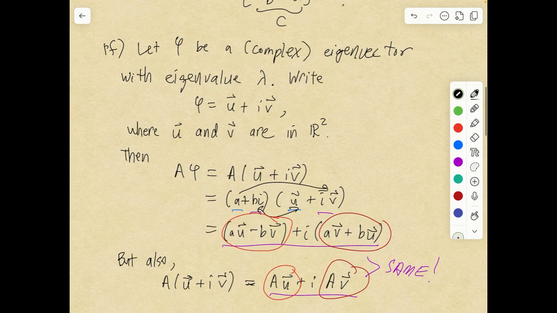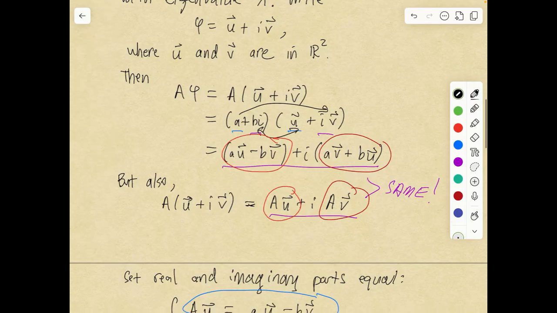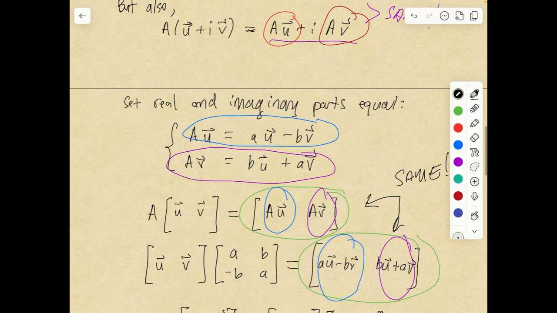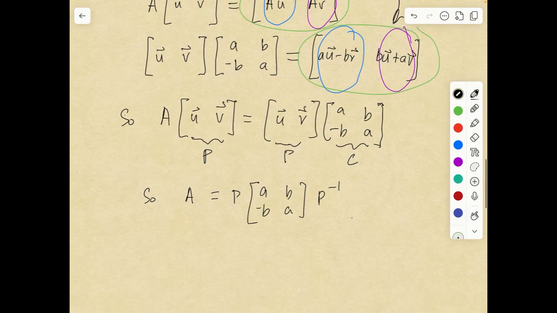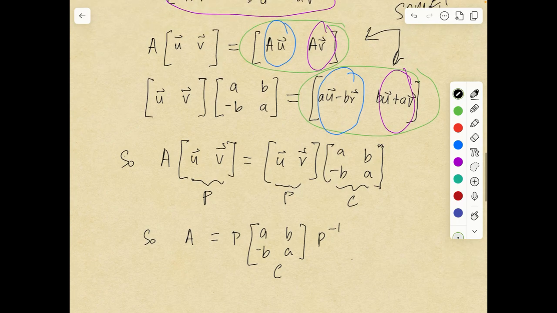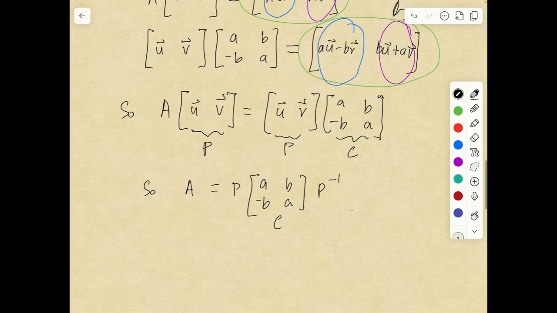So let's go back and review how you find P. Okay, so you get your little a and your little b. Those are the real and imaginary parts of one of the complex eigenvalues. And it doesn't matter which complex eigenvalue you use. And then you want an eigenvector with that complex eigenvalue that you picked. So you call that eigenvector phi. You write out the real and imaginary parts, u and v, and then the columns of P are just u and v. And we showed that A equals P times this matrix C times P inverse.